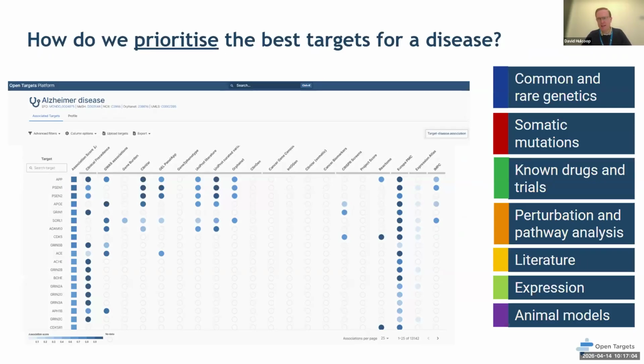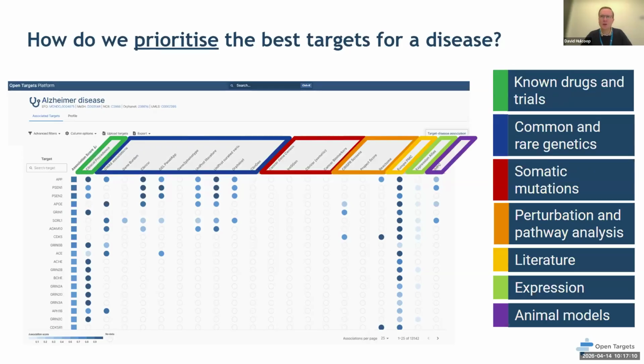In the user interface, you can click and explore this evidence, and it comes from lots of different sources, such as common and rare genetics, known drugs and clinical trials, somatic mutations, perturbations and pathway analysis, literature sources, and here's where Europe PMC comes into the fore for us, expression studies and animal models. And we build an overall integrated association score that summarizes the strength of the evidence that associates any target to any disease based on the different data sources that we work with.